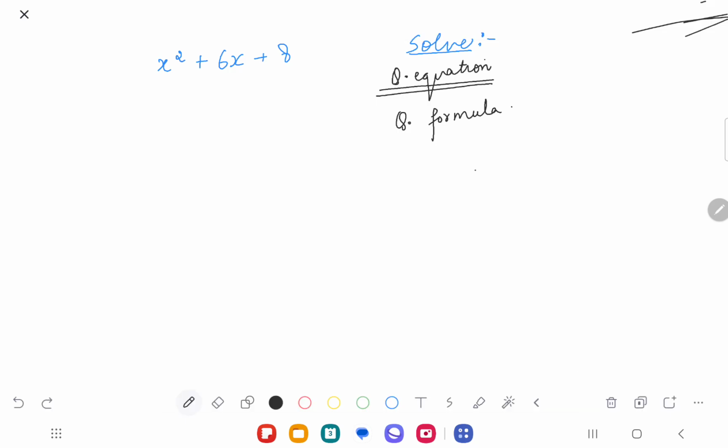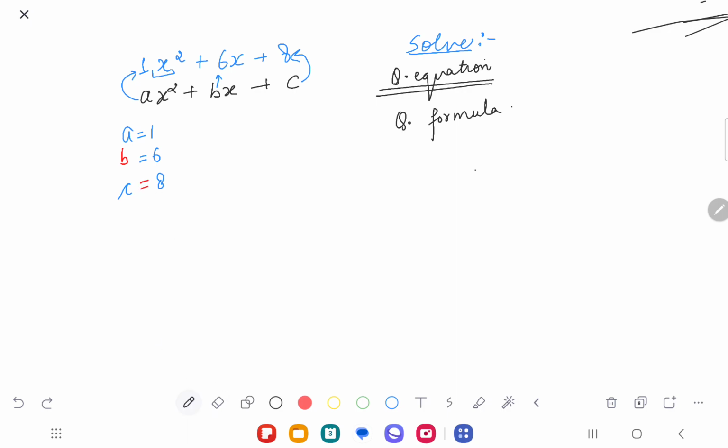So what exactly do you get now? You have to compare it with the general quadratic equation first of all, and that is ax squared plus bx plus c. And what is x square's coefficient? That is 1. So a is equals to 1, b is equals to 6, isn't it? And c is equals to 8. Yes or no?